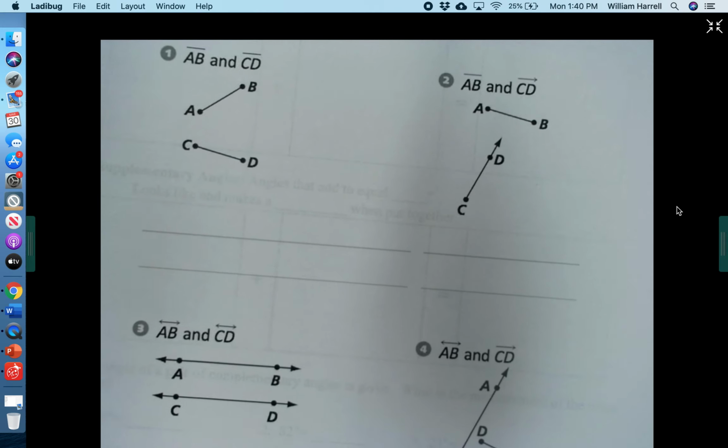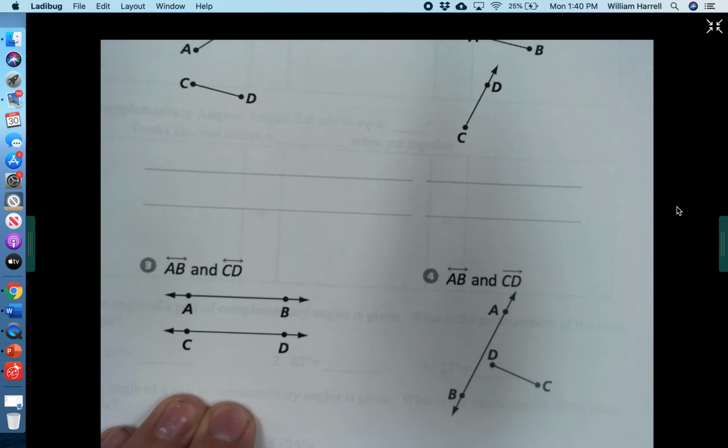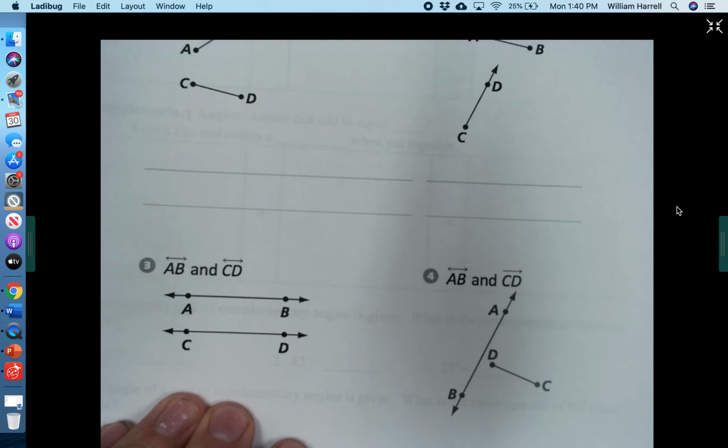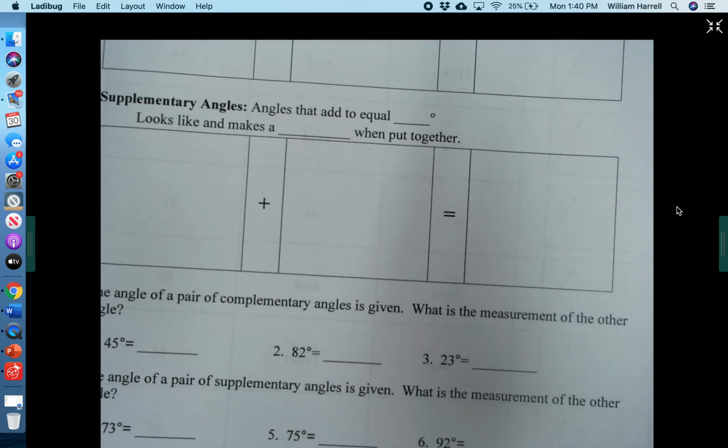Alright, so again on page 4, if you need help or you want to use your imagination, you can work on question 3, question 4. Again, if you have questions, email me, let me know.